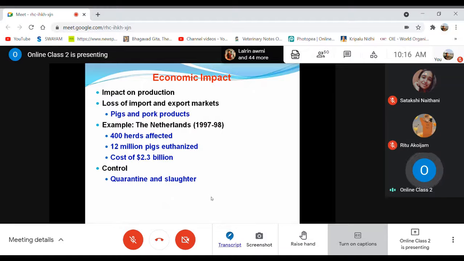The loss may be direct or indirect due to the disease occurrence, whenever the disease occurs or an outbreak happens. Here, as I have already mentioned, there is high morbidity and mortality, so direct loss may be due to mortality. Then there are many other factors: the cost involved, the loss in export and import of pigs and pig products, and the cost of preventive measures and control, vaccination and treatment. This way it is also an economically important disease.